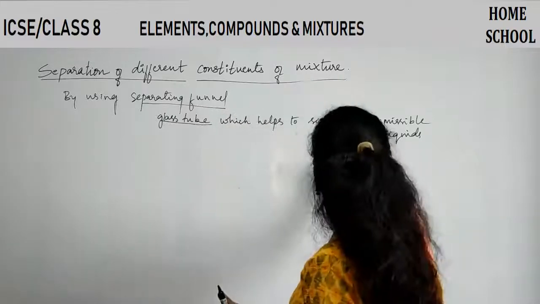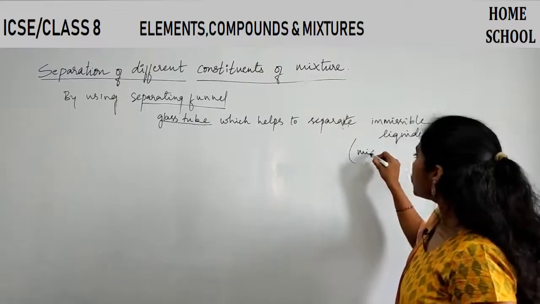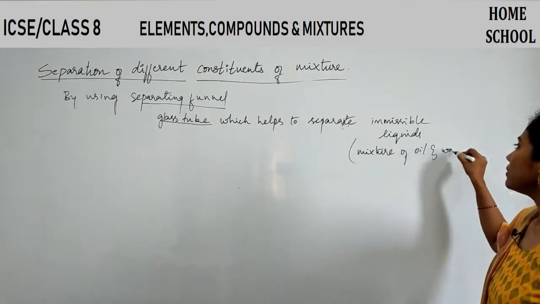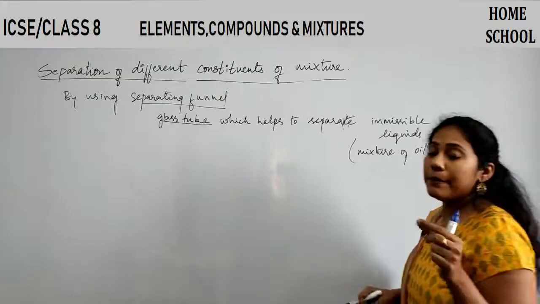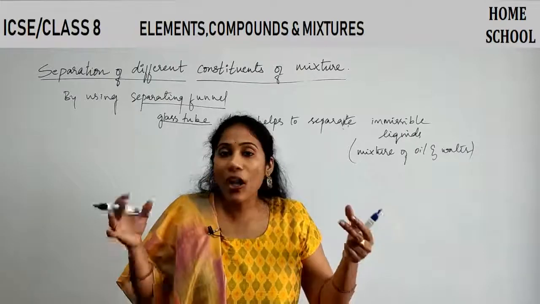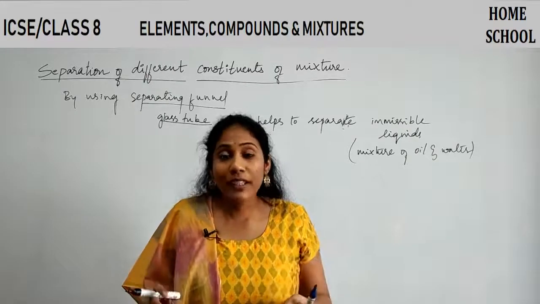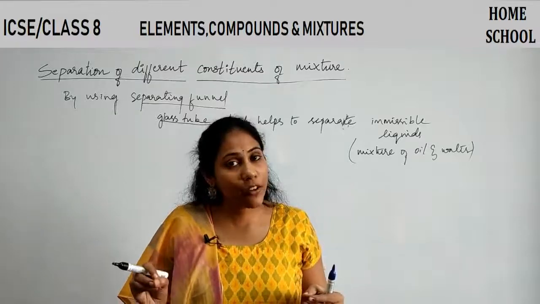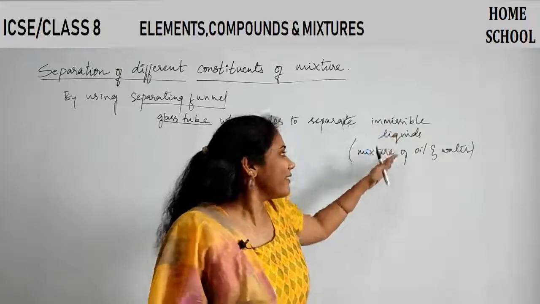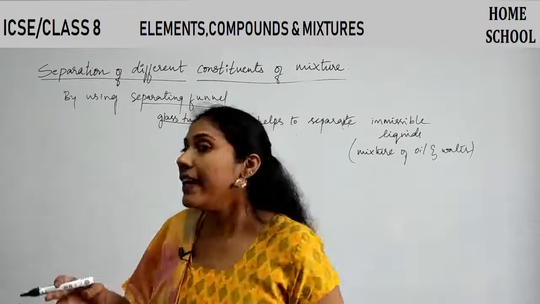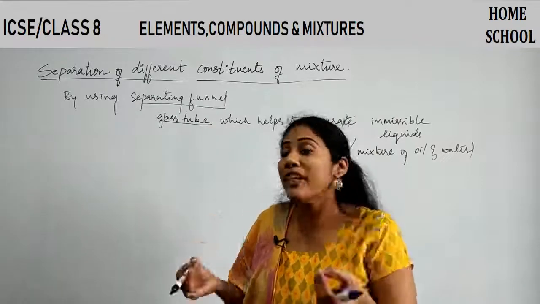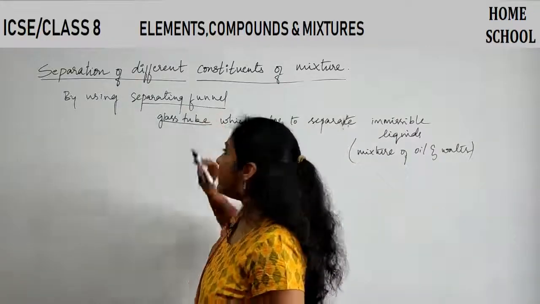So the best example for an immiscible liquid is a mixture of oil and water. Okay, imagine when you put some oil in water and when you shake it, does the oil completely go into the water? Can the oil completely get mixed up with the water? Never, right? So such a mixture is called an immiscible mixture or immiscible liquid. So if you want to separate the oil from water, what would you do? You will use an instrument called a separating funnel.